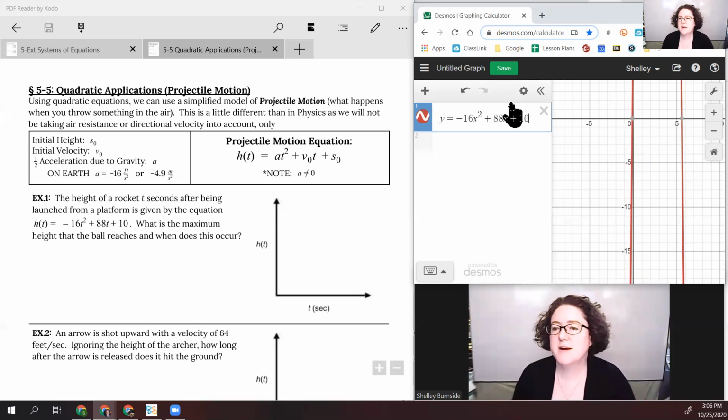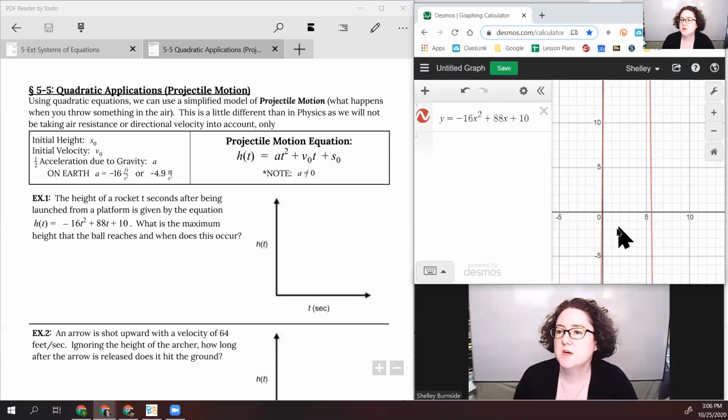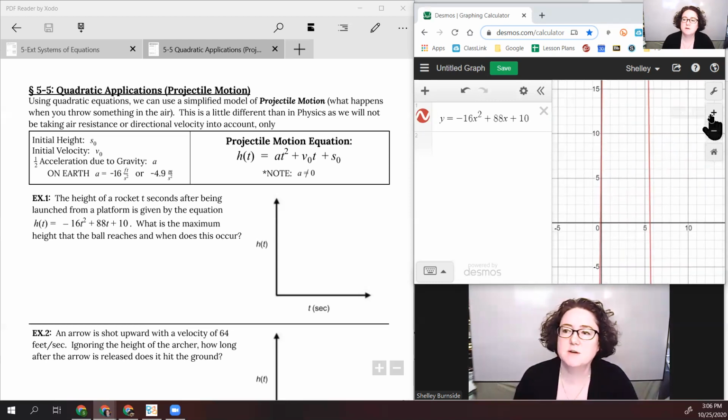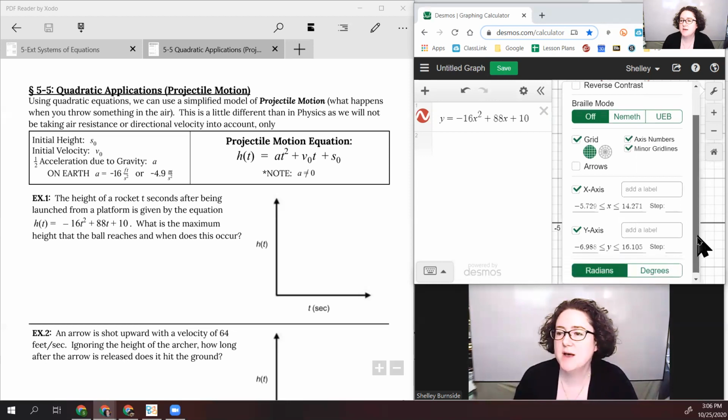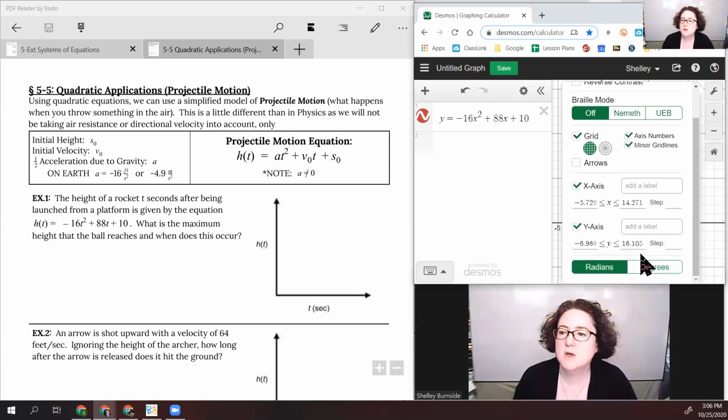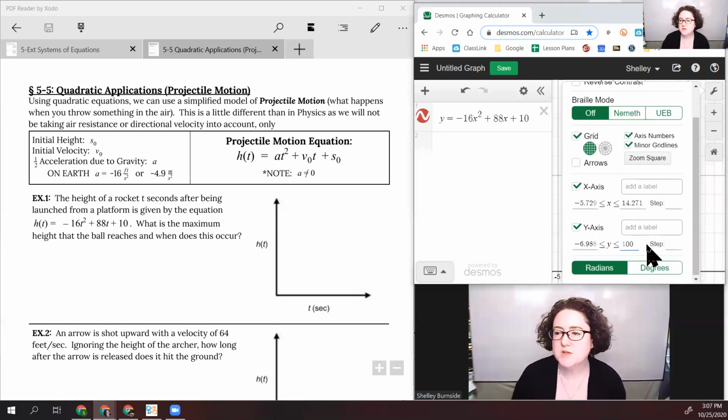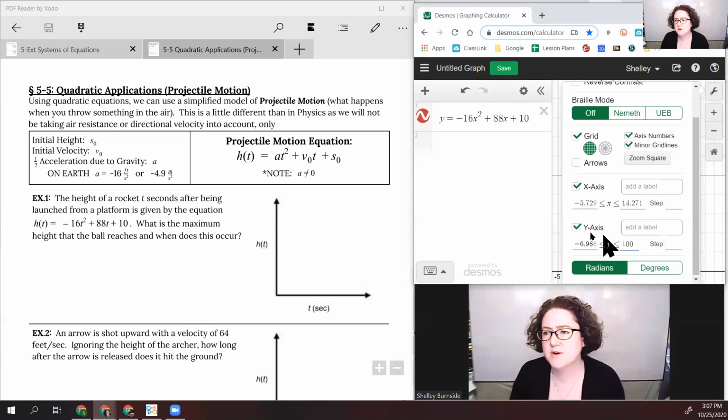Now, as we're looking on the graph, it's definitely not centered very well. So we can play around with these a few different ways. We could actually use our zoom buttons on here if we wanted. But we also have the option of looking at this wrench, so our graph settings. And so what I'm going to do is I'm actually going to set my y value a lot higher than it is now. So I'm going to set this all the way up to 100 and see if that helps.